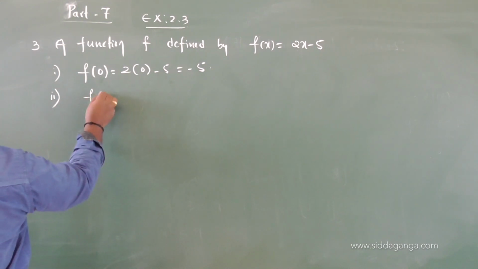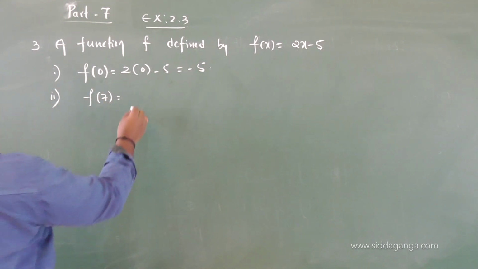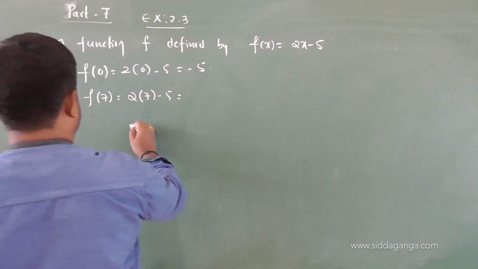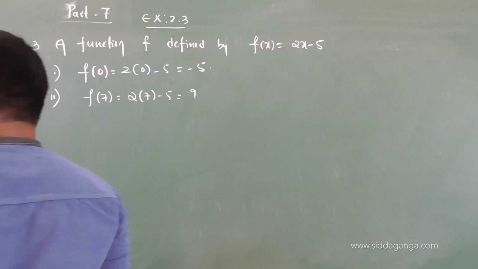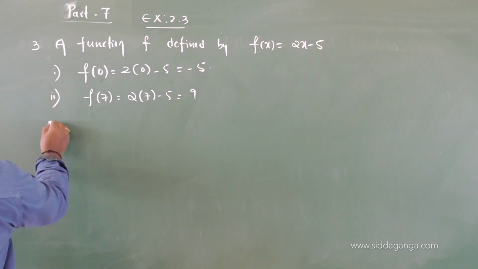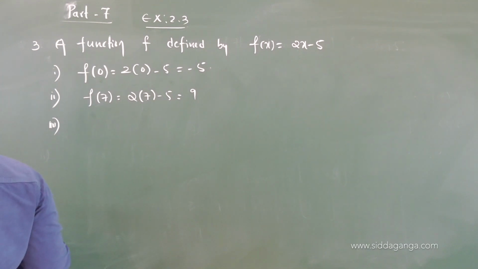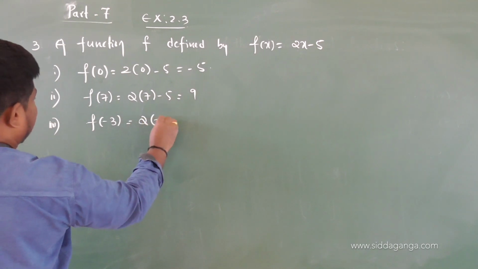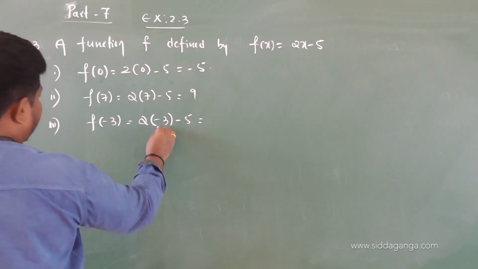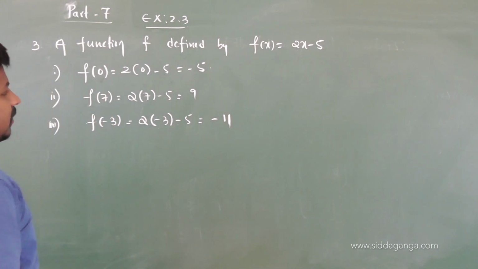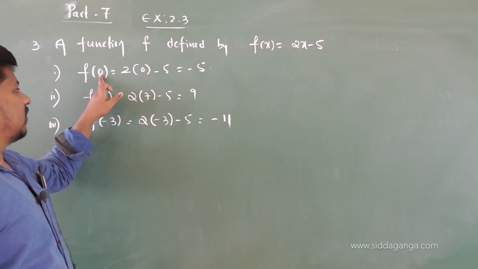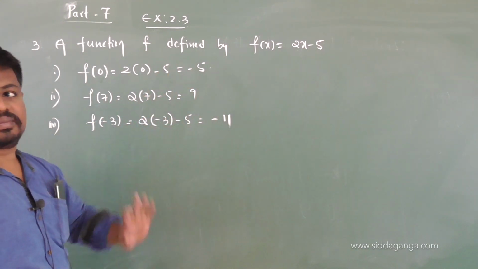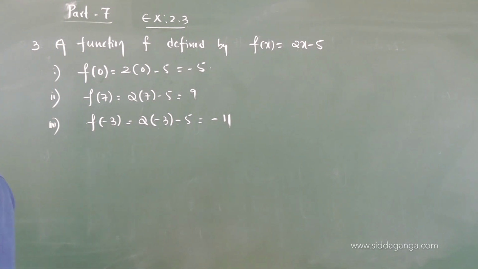f of 7. Find the value of f of 7. f of 7 is 2 into 7 minus 5. So you get 14 minus 5, 9. So third one, f of minus 3. So 2 into minus 3 minus 5. You get minus 6 minus 5, you get minus 11. So when the domain is 0, it has image minus 5, 7 has image 9, minus 3 has image minus 11. This is question number 3.